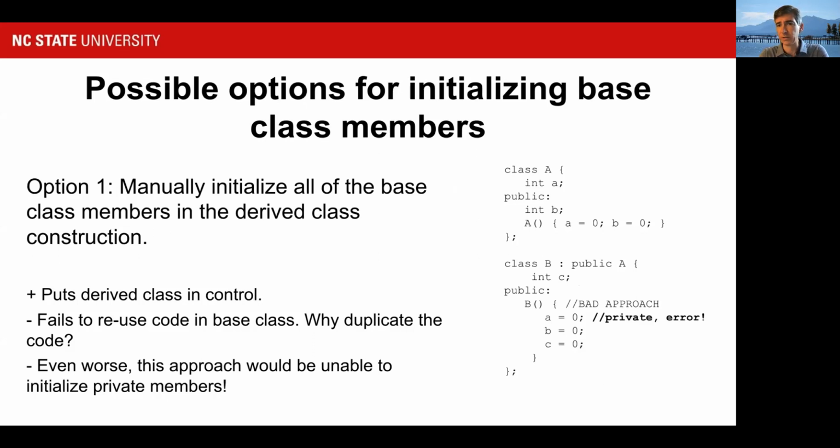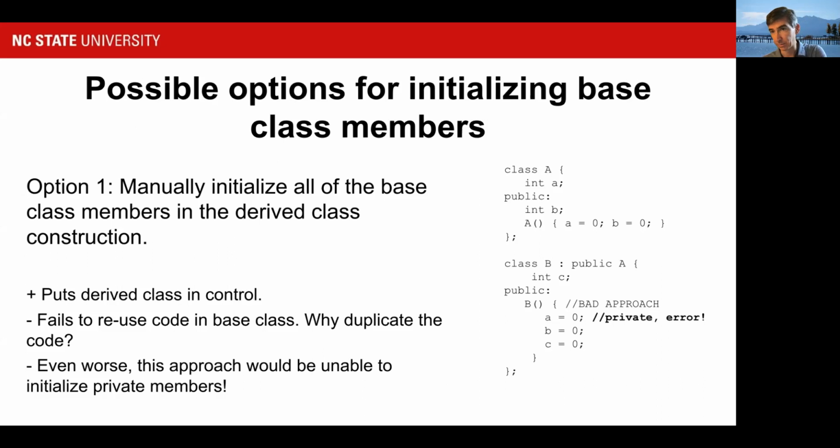Over here, I have a little simple piece of code. I have a class A where I have private field A and public field B. By the way, recall that if we don't specify at the beginning of class A, then by default fields are private. So A is private and B is public. Then B is derived from A, and B has its own field C. And then in B's constructor, I could say A equals 0 because A comes from class A, B equals 0, again inherited from class A, and then C equals 0.